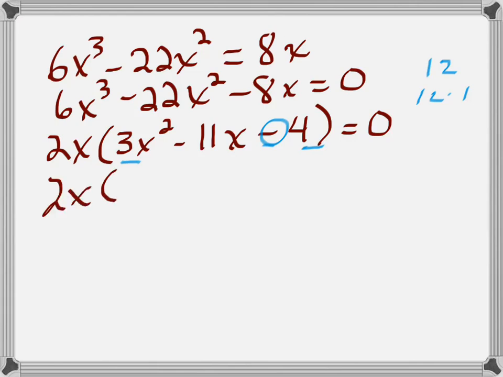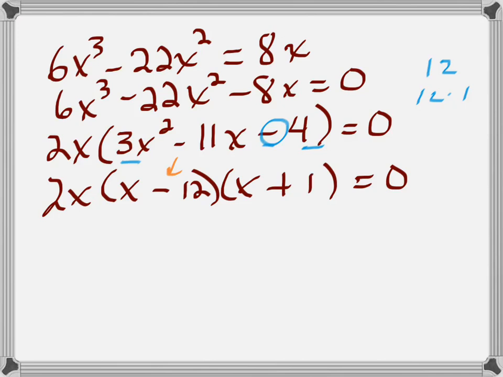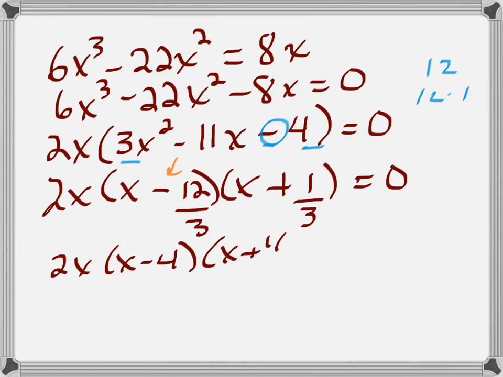So we go ahead and set up our two binomials, and we have x and x, set it equal to 0, bring down a negative, negative times a negative is a positive, and we put our 12 first and our 1 in the second term, and then we have to compensate with the 3 by dividing each of the constants by 3. Simplifying, we get 2x times x minus 4, and x plus 1/3 equals 0.